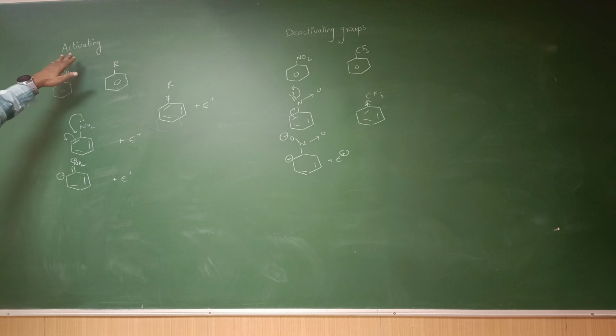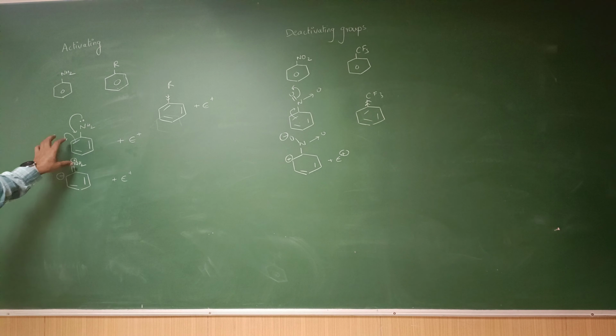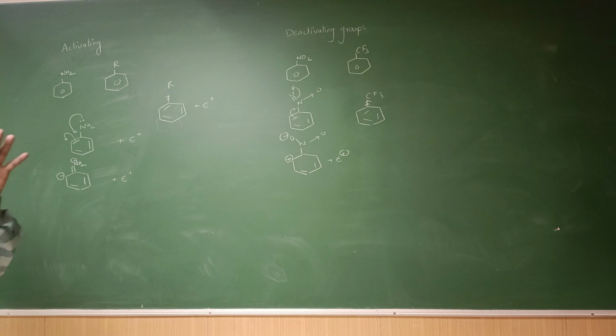Let us also understand the meaning of activating and deactivating. If an electrophile has to attack the benzene ring, electrophile is looking for what charge? It is looking for electron cloud, more electron density. So if the NH2 group gives electrons, it activates the benzene ring for electrophilic attack. If it is not giving electrons, instead if it is pulling the electrons back out of the benzene ring, then it is deactivating for the electrophilic attack. That is the meaning of activating and deactivating.